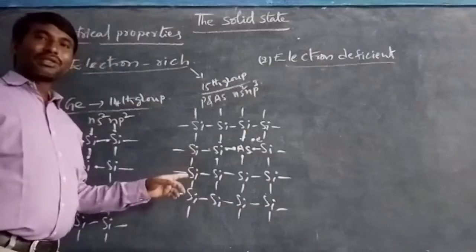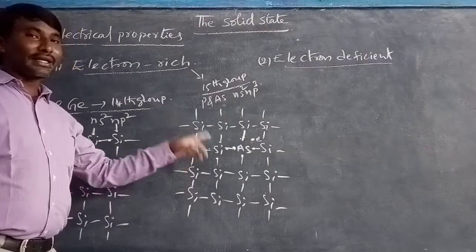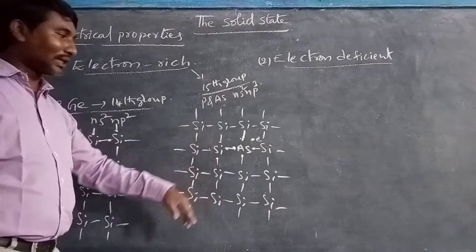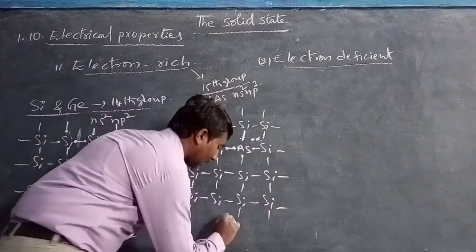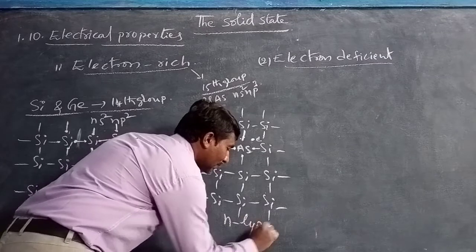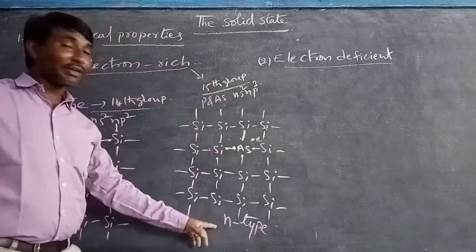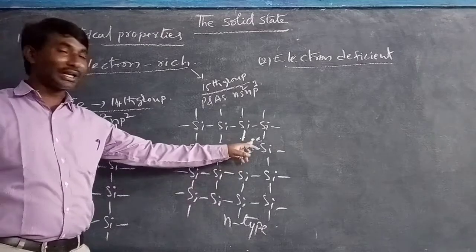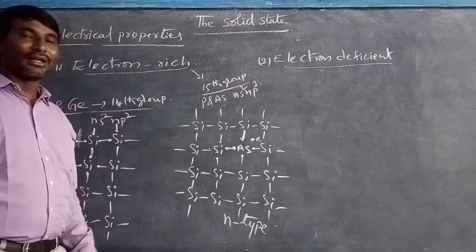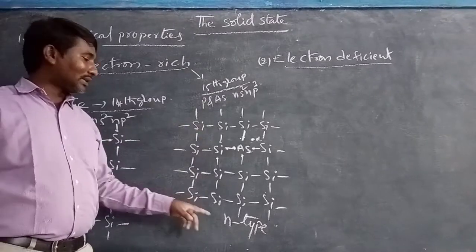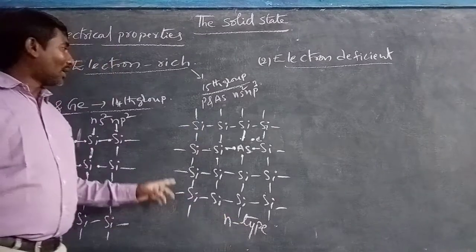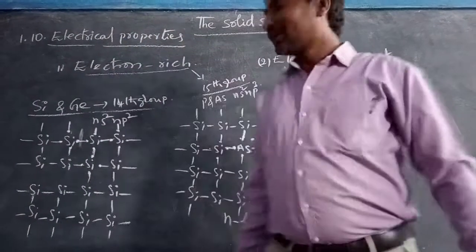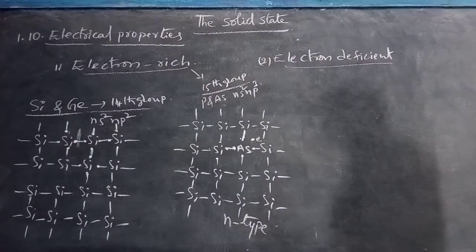So this gives an electron rich semiconductor, which means an n-type semiconductor. Why? Because the electron is negatively charged. So this is an n-type semiconductor, or electron rich doping of the semiconductors silicon and germanium.